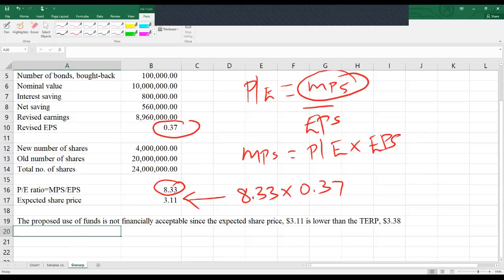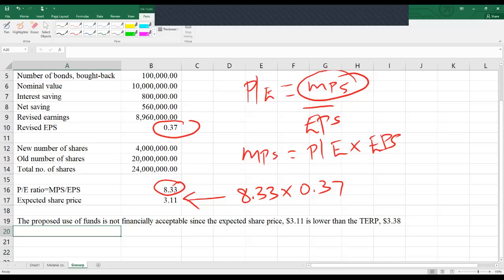Since the share price is higher, doesn't that mean that the shareholder wealth is increasing? The share price is 3.11. It's not higher. Why do you say it's higher? Oh, sorry, I had mistaken. Okay, so that's on the rights issue. If this question comes, these are free marks.